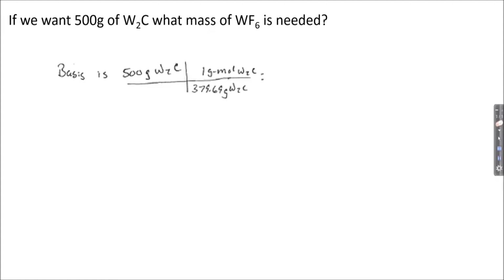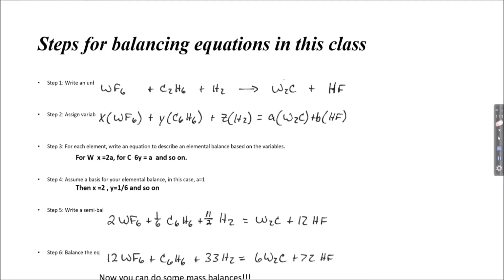What do we know about this? Well, we know that 1 gram mole of tungsten carbide is equal to 379.69 grams of tungsten carbide. Why are we thinking of things in terms of moles? If you go back to our chemical equation, that relationship, this 12 WF6, or 12 tungsten hexafluoride, to 6 tungsten carbide, is a 2-to-1 ratio, but it's a 2-to-1 molar ratio. So we want to think of things in terms of moles, or convert things from mass to moles, so we can figure out what quantities we need.